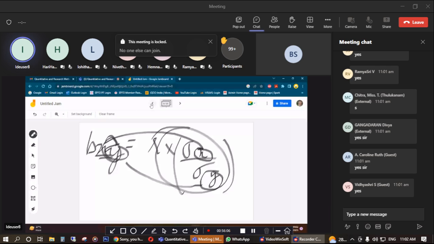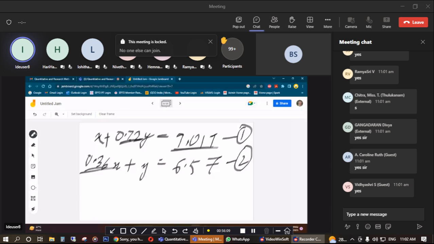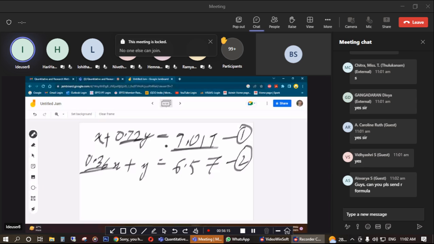We can also take these equations and solve them. I will take your wish: either you can give me some other values or I can take the same equation. So x plus 0.72y is equal to 9.017. For calculation easiness, I will take it as 9, and for this I will take it as 6. Let us modify it and take it. And 0.36, 0.72 can stay as it is, no problem. Okay, so it is like this.